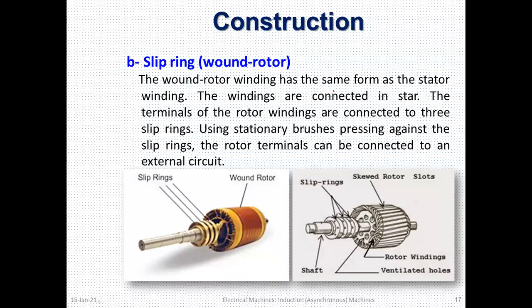The terminals of the wound rotor are connected to three slip rings. These are the three slip rings, 1, 2, 3. The wound rotor winding has the same form as a stator winding, connected in a star. The terminals of the windings are connected to the three slip rings, with stationary brushes pressing against the slip rings.